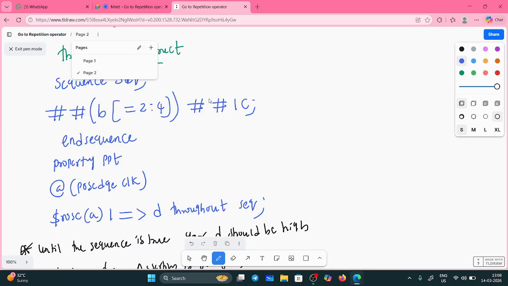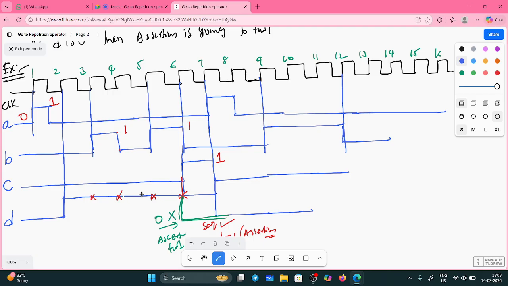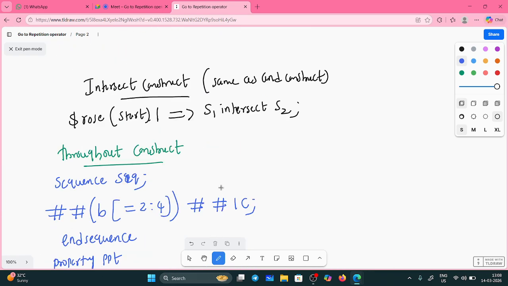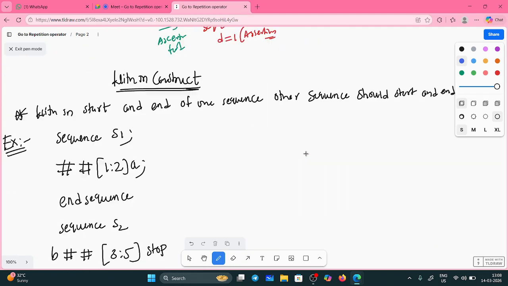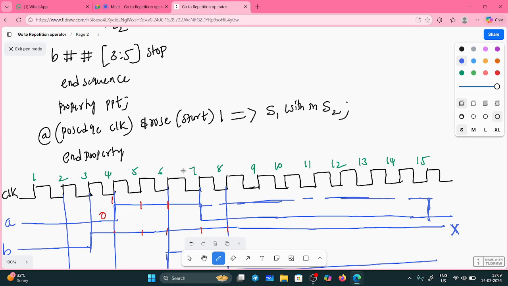And next we have seen the throughout construct. Throughout means until the sequence is true, your D should be high. If D is 0, your sequence will fail. Until the sequence passes, D should be high, that is throughout. Intersect is the same as the and construct only. And next we have the within construct. Within S2, your S1 should start and it should pass, it should complete. Then only your assertion should pass, otherwise your assertion should fail. So this is about the constructs. Any doubts or queries?